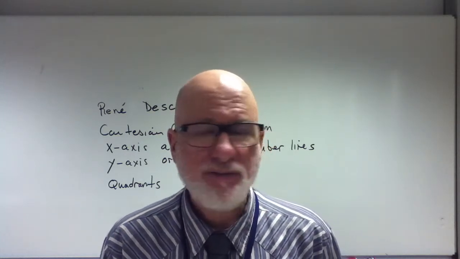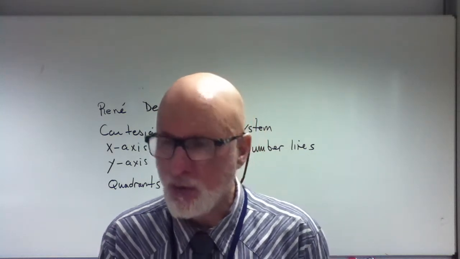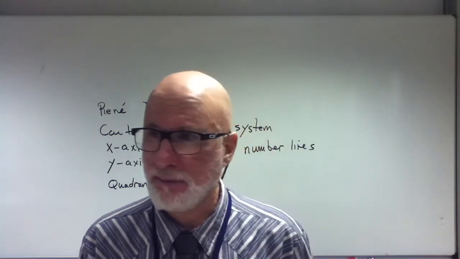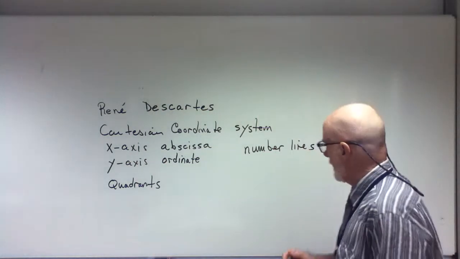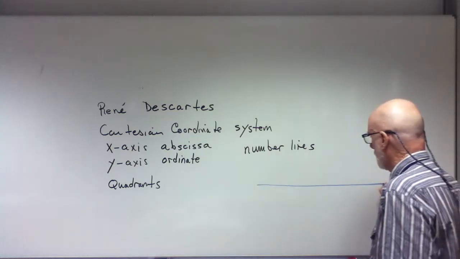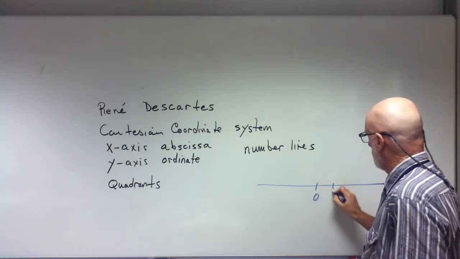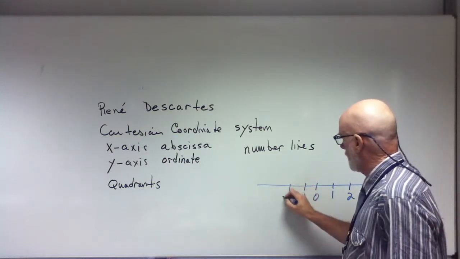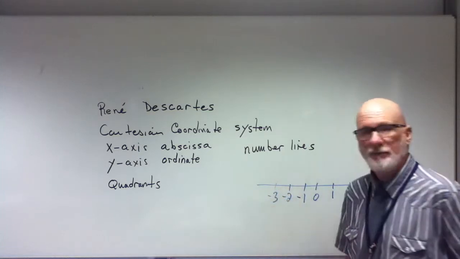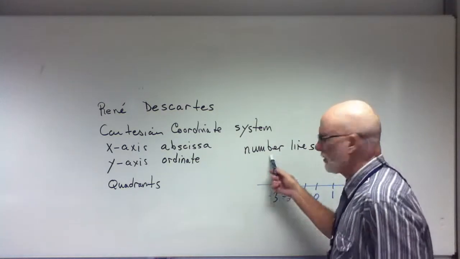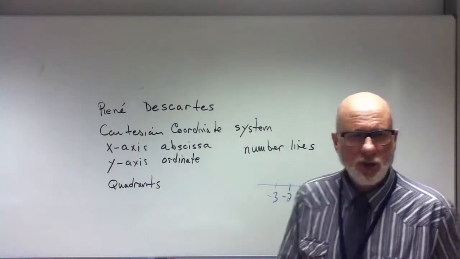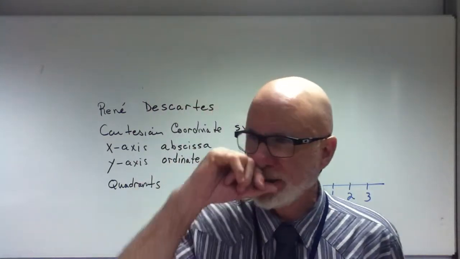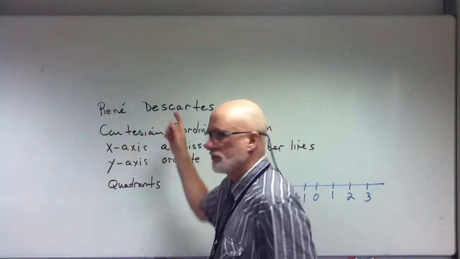Now, at a very young age, you are introduced to something called a number line. Do you remember the number line years ago? Where you have a line, and then it's numbered 0, 1, 2, 3, -1, -2, -3, right? You remember that. That's called a number line. Okay, so what they did was, this fella named René Descartes, who was French, yeah?